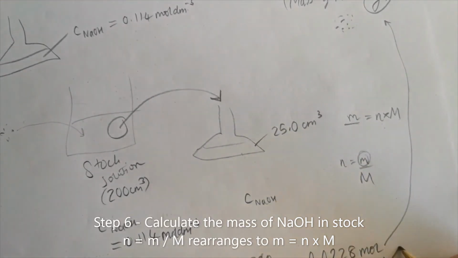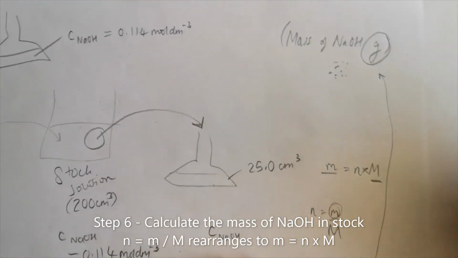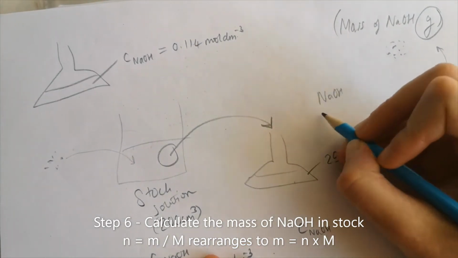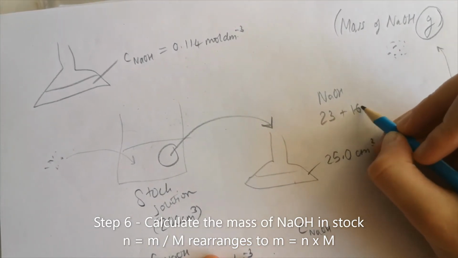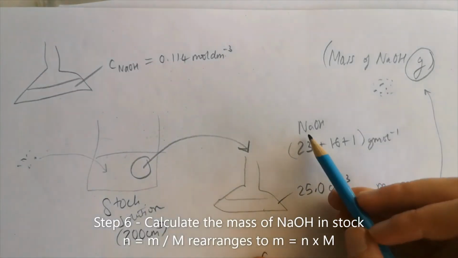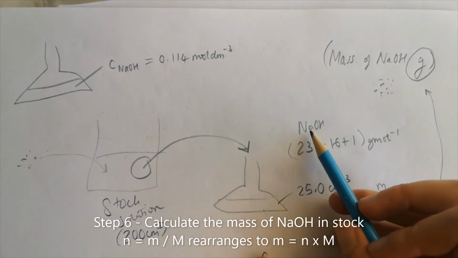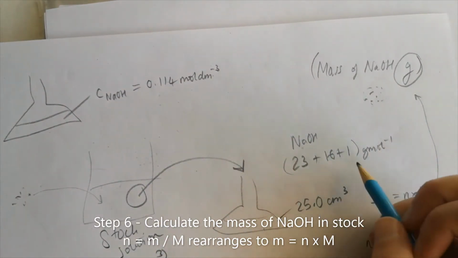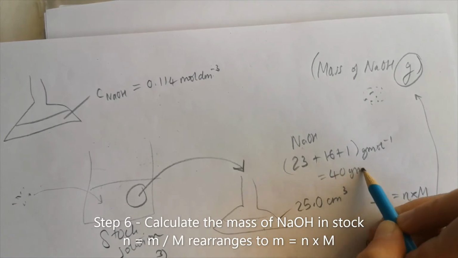We know the number of moles, it's here, but what's the molar mass? Well, the molar mass of NaOH is simply 23 plus 16 plus 1 grams per mole. Because we've added the relative atomic mass of sodium, oxygen and hydrogen together to get the relative molecular mass, and that comes to 40 grams per mole.